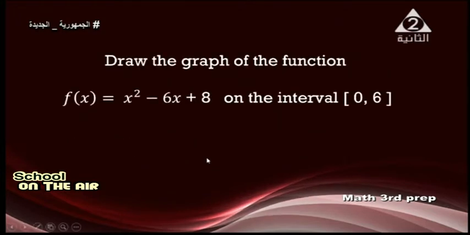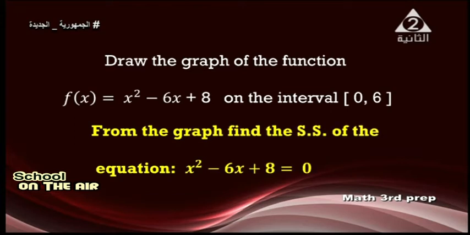Another example: draw the graph of the function f of x equals x squared minus 6x plus 8. Notice this is a quadratic function, so when we represent it graphically it gives a curve like the letter U, on the interval from 0 to 6. From the graph, find the solution set of the equation x squared minus 6x plus 8 equals 0. Notice that we replaced f of x with 0. It means that f of x equals 0, so y equals 0, which are points that lie on the x axis.